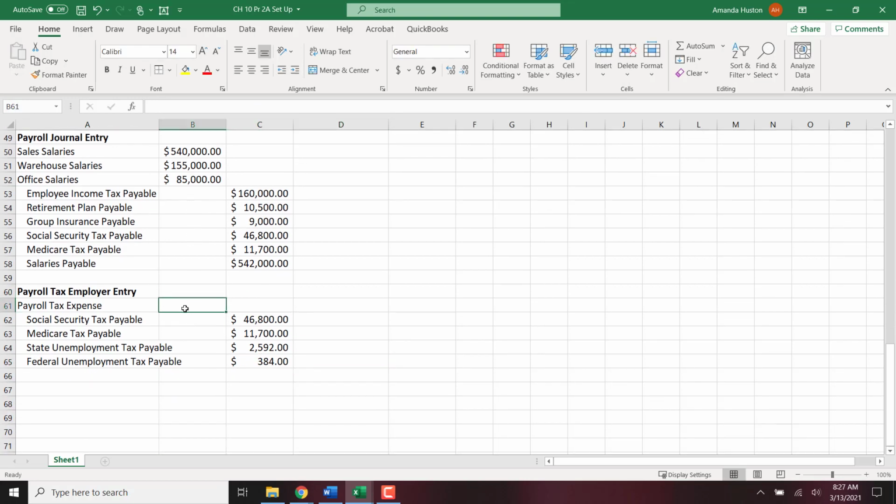And now we're going to add up payroll tax expense. So that's the sum of all of these. This plus this plus this plus this. So you should get 61,476. And so those are the calculations and journal entries for a payroll tax situation.